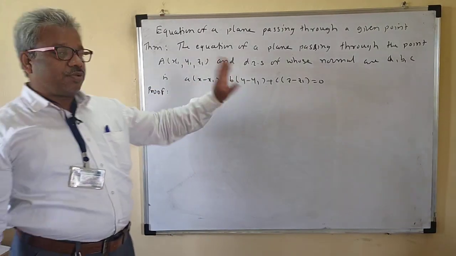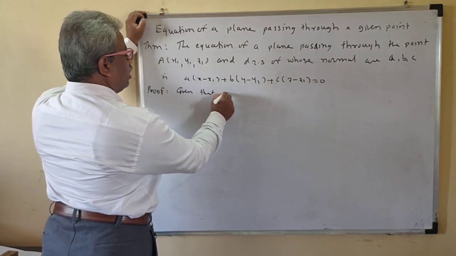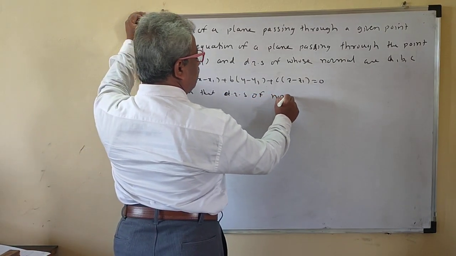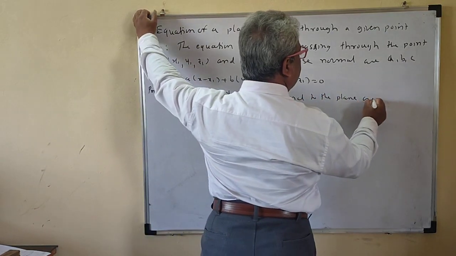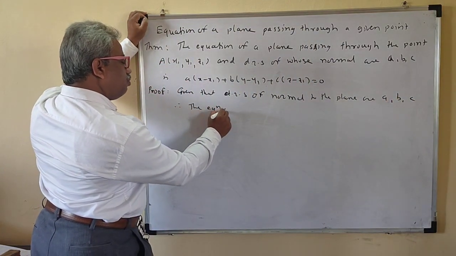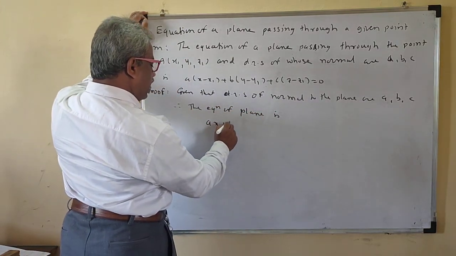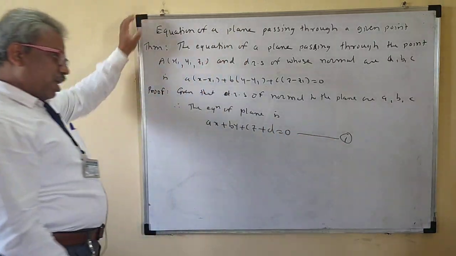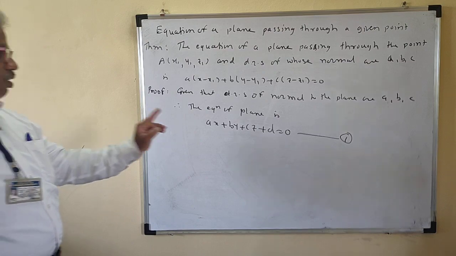We want to prove that this is the equation of the plane. Given that the DRs of the normal to the plane are A, B, C, therefore the equation of the plane is Ax plus By plus Cz plus D is equal to 0. Now we want to find the value of D only.